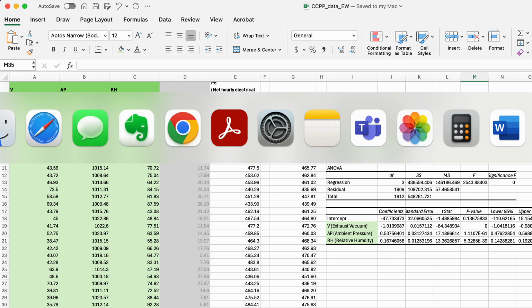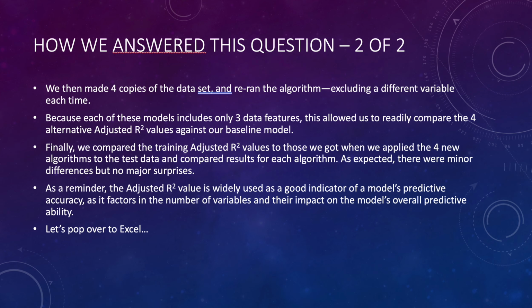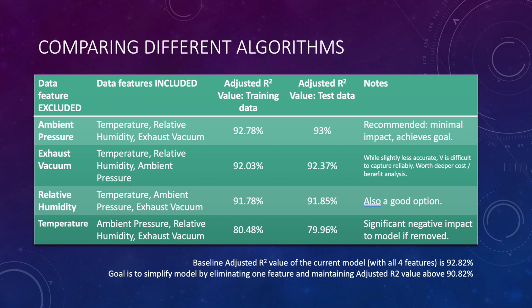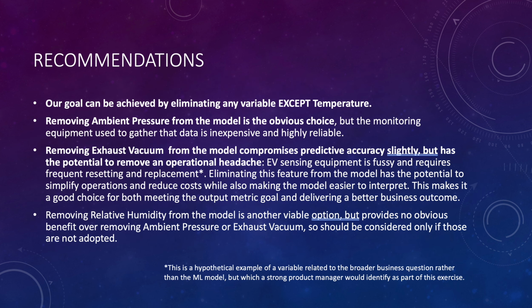Let's go back over to the PowerPoint and take a look at the different algorithms. You can see that the first 3 options that we explored, removing ambient pressure, exhaust volume, and relative humidity, all of those meet our criteria for the output value that we were given as the goal of the project. Removing temperature is not an option because that would have a significant negative impact to the model if removed. I'm going to move on to our recommendations.